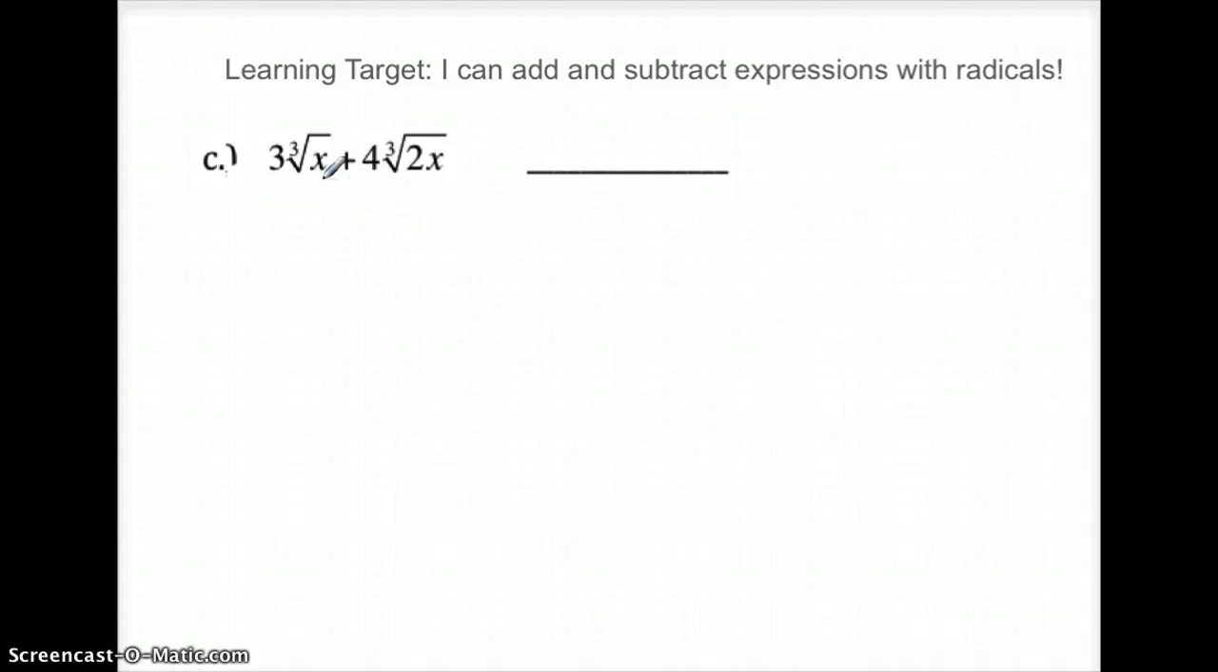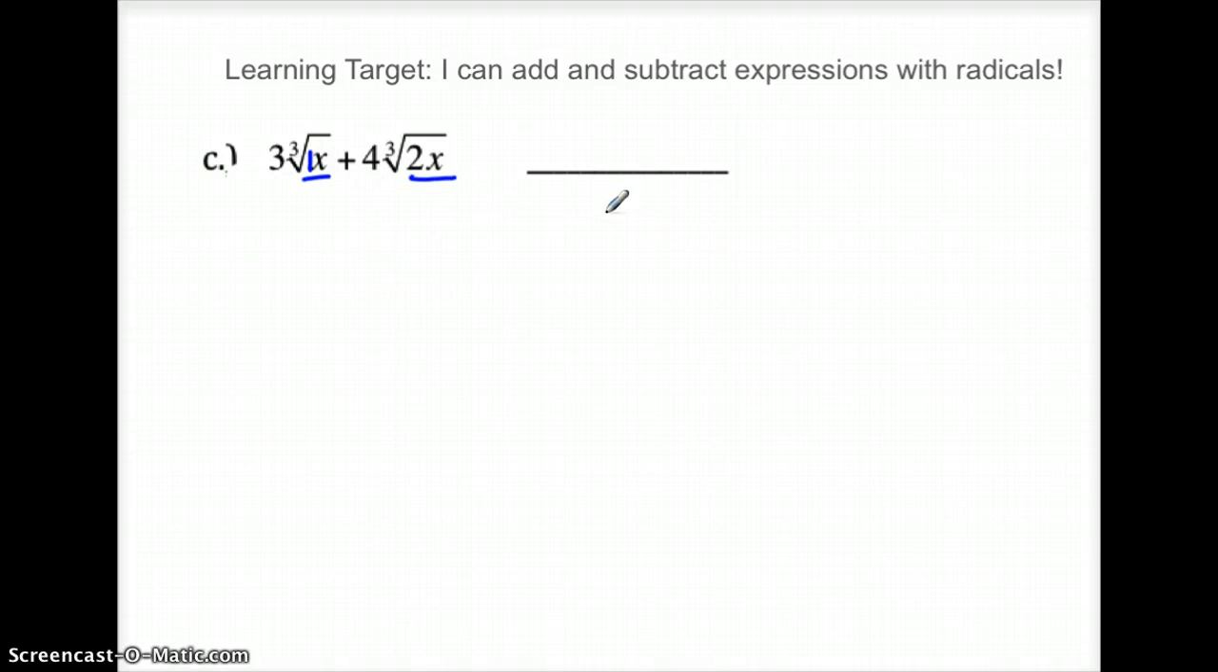Now example C, they both have a cube root house. This one has an x, this one has a 2x. There's a 1 in front of that x. Are those exactly the same? We've got a 1 and then a 2. Those are different, so I am not allowed to add those.